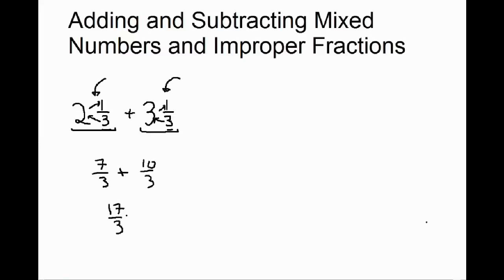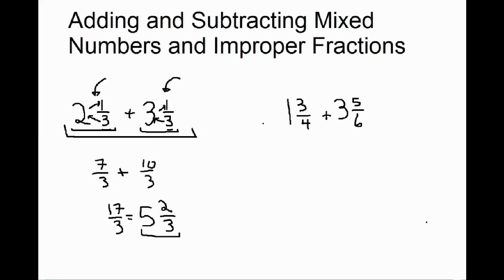Well, usually we want to leave our final answer as a mixed number instead of an improper fraction. So remember, a fraction is a division question. This question here is 17 divided by 3. How many 3's fit into 17? We can fit 5, and then we're at 15. So the remainder is 2, and the denominator stays the same. So our final answer here is 5 wholes and 2/3 when we add 2 1/3 plus 3 1/3.